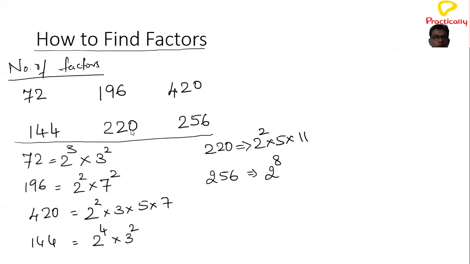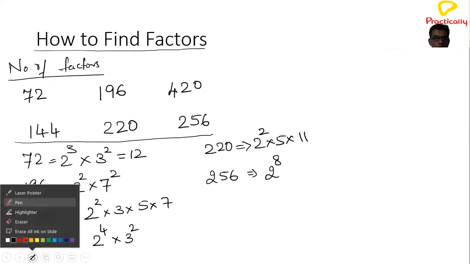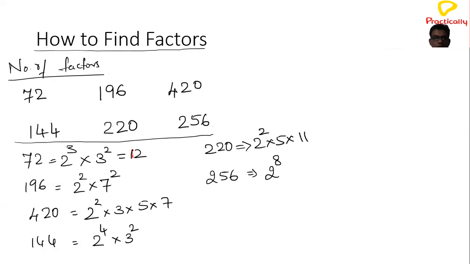Okay, great. So I hope all of you got this breakup of the values 72, 196, 420, 144, 220, 256. Once we have got this breakup, we now know what kind of number of factors we are talking about. 72 will have 4 3s are 12. So 12 is the total number of factors for 72.